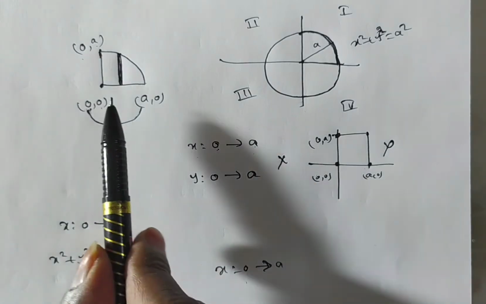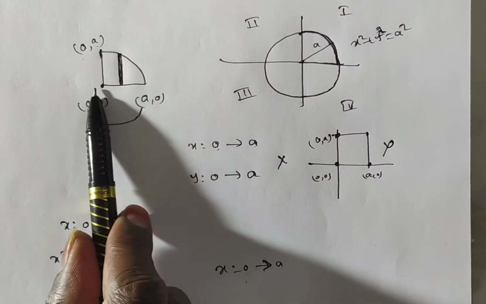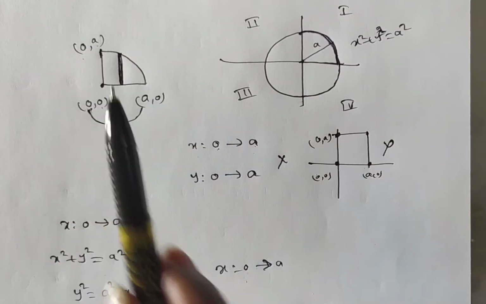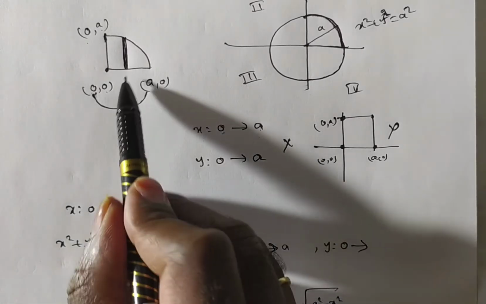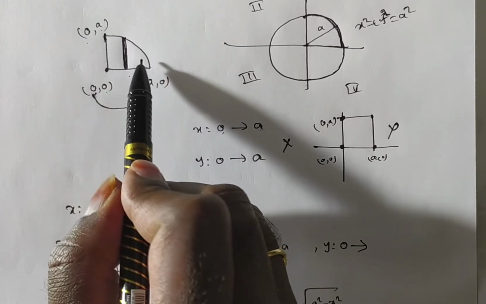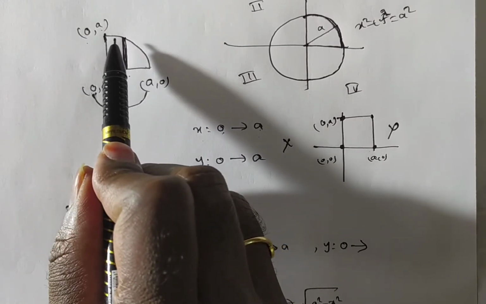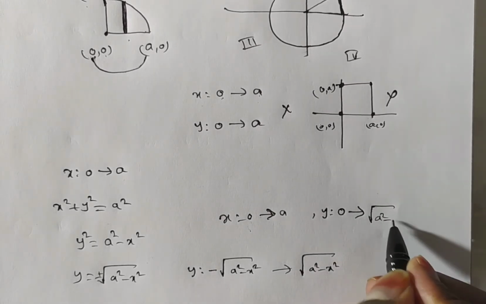On this strip, you observe the lower curve is the x axis. On the x axis, y value is 0. So you have to take y from 0 to where it touches the upper curve, which is the circle x square plus y square is equal to a square. For y you have two types of values, minus square root of a square minus x square and plus square root of a square minus x square. Do you take plus, minus, or both here? Only plus, because that is in the first quadrant. That is why here it is square root of a square minus x square.